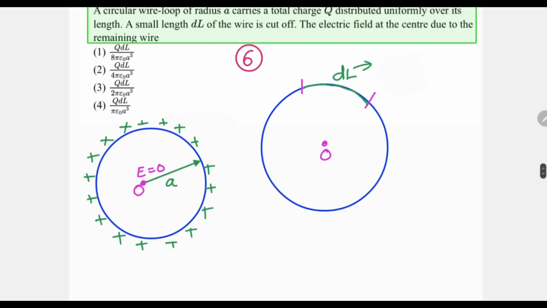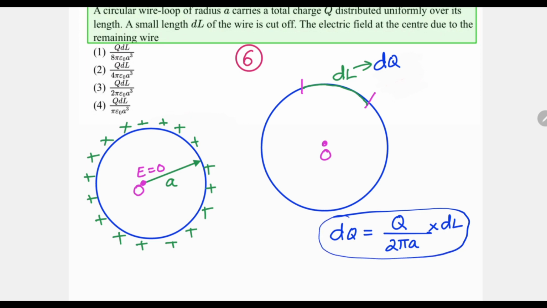For that, it is very easy. Let the charge be denoted by dq. Then I can write like this: dq equals, see, this is a circular wire loop. Its total length is 2 pi a. So on total length 2 pi a, the charge uniformly distributed is q. Now for the dl length, the required charge is dq. So the charge dq can be easily found as dq equals q by 2 pi a into dl.